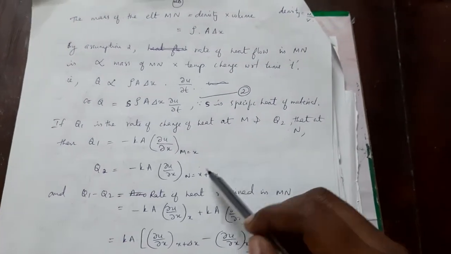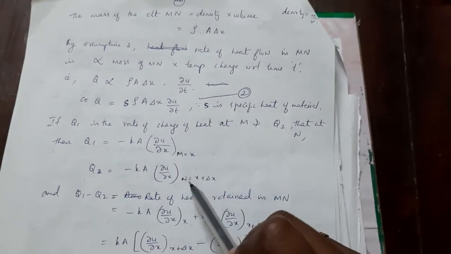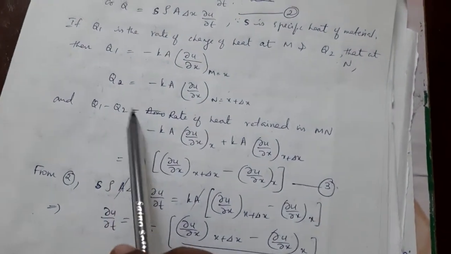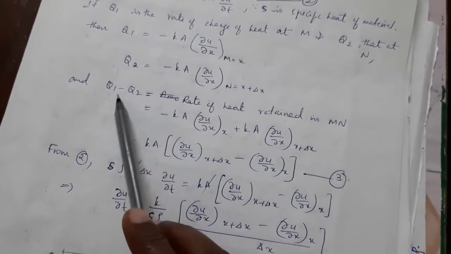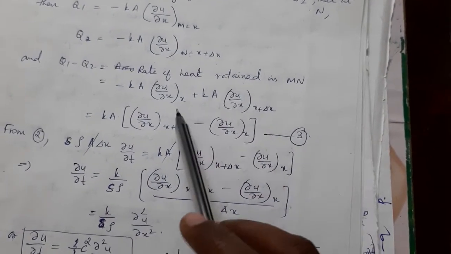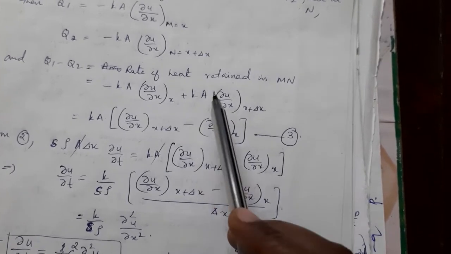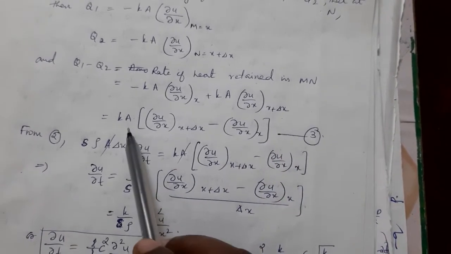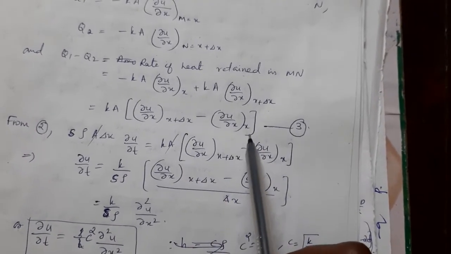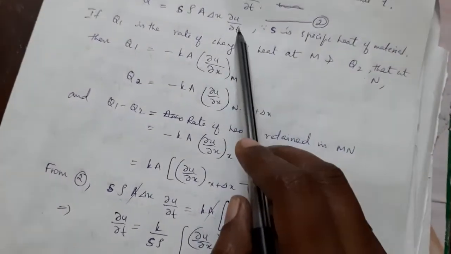നമ്മൾ ഓൾറെഡി കണ്ടതാണ്. The temperature at m, that is ∂u/∂x at distance x, and at n, ∂u/∂x at distance x plus Δx. So the difference of the temperature at m and n will be Q1 minus Q2, the rate of heat retained in m, that is minus KA ∂u/∂x at x plus KA ∂u/∂x at x plus Δx. Or we can take KA common: ∂u/∂x at x plus Δx minus ∂u/∂x at x. ഇനി ഈ കിട്ടിയ equation number 3യും equation number 2വും same തന്നെയാണ്, heat തന്നെയാണ്.